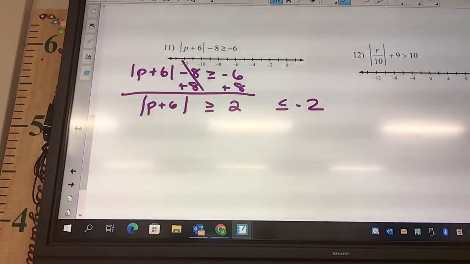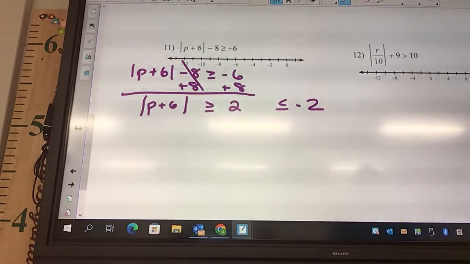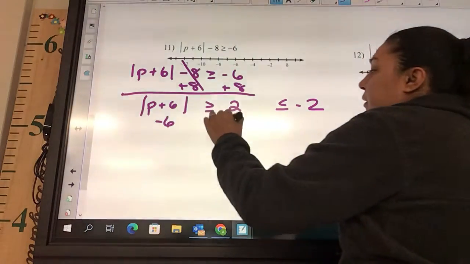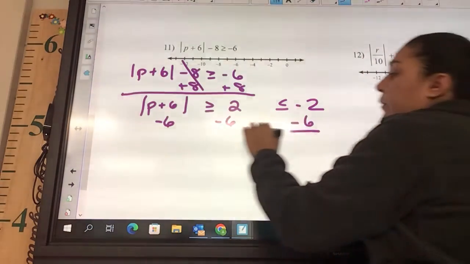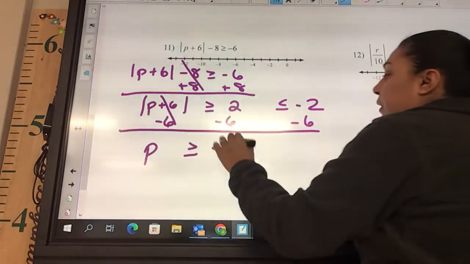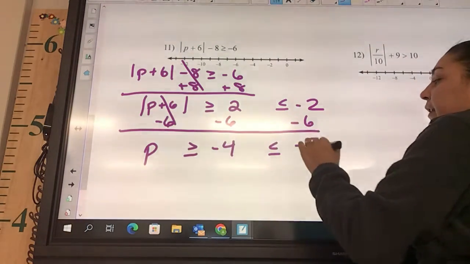How do I solve for P? Not plus. Minus 6 from all these pieces. So I'm going to get negative 4 and negative 8.